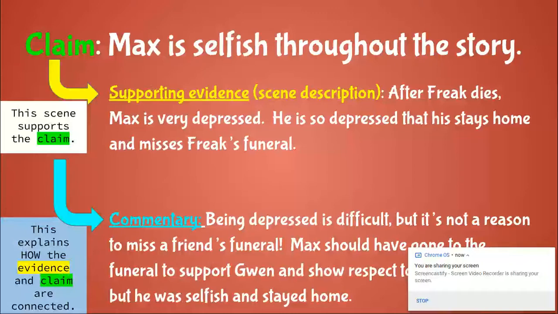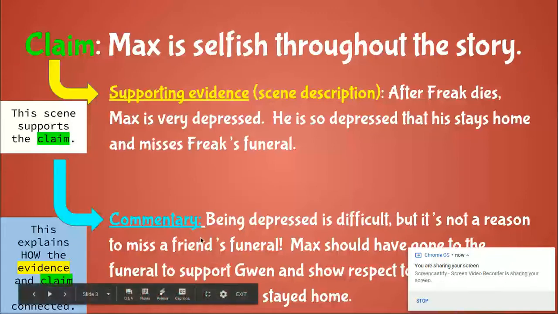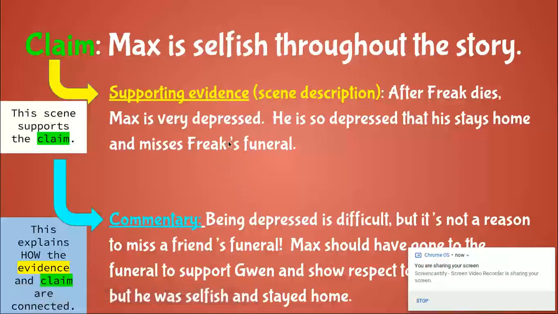And so this is what I wrote. Being depressed is difficult, but it's not a reason to miss a friend's funeral. Max should have gone to the funeral to support Gwen and show respect to Freak, but he was selfish and stayed home. So what I did was I tried to explain to the reader how being depressed is not an excuse for missing a funeral and that Max was selfish when he did that.